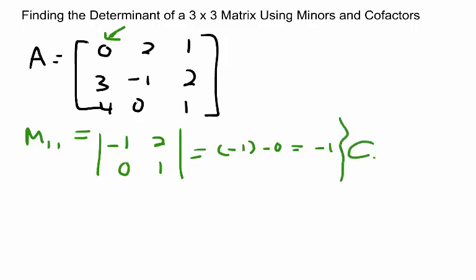The cofactor for row 1, column 1 is -1 to the power of 1 plus 1 times the minor for row 1, column 1. So it's -1 to the power of 2 times -1. That gives us -1.